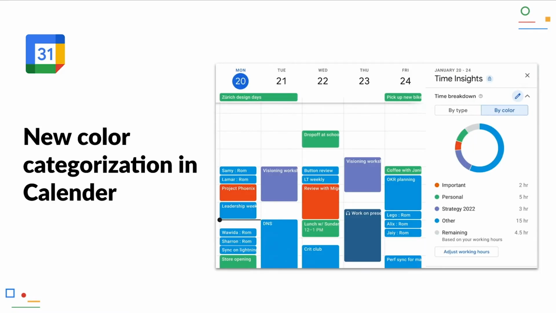New color categorization in Calendar to better understand how you're spending your time. In 2021, Google launched Time Insights, a feature that gives you the ability to better understand how you're spending your time in Google Calendar. Starting today, you can categorize your time by naming and assigning a corresponding color label to an event within Time Insights in Calendar.